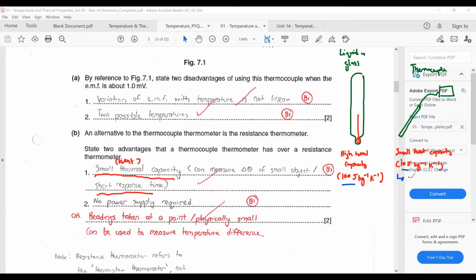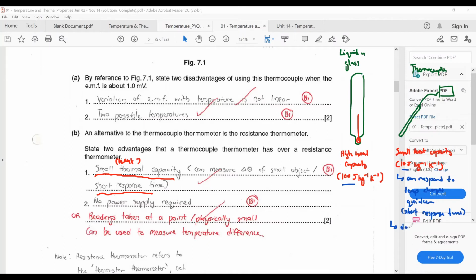This one can respond to temperature changes quicker. Okay, it just needs a small amount of heat, then after that the temperature will change. But this one would need a large amount of heat in order to display any changes in temperature. So this one we will say can respond to temperature changes quicker. So this one is short response time. Okay. And then another thing about something with smaller heat capacity is this.